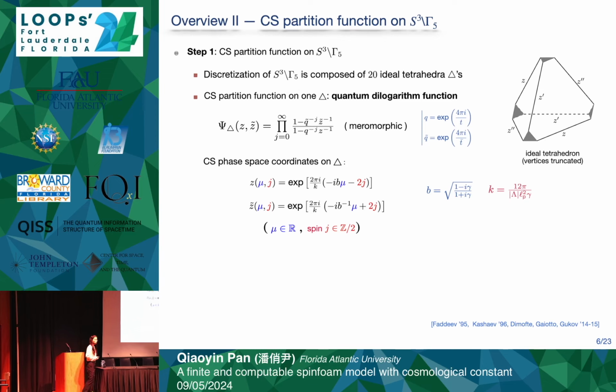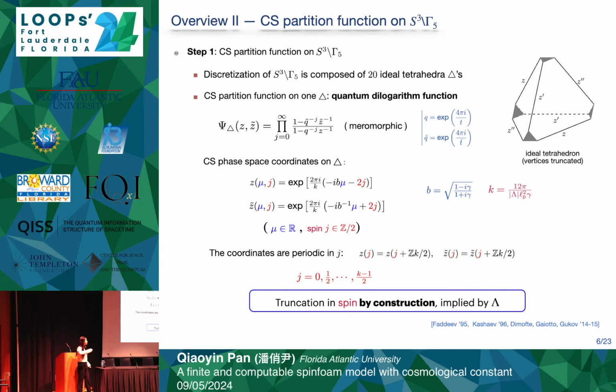For a better quantization, we reparameterize these coordinates Z and Z tilde in terms of another pair of variables, which are mu and J here. Here, mu is a real variable, and J is a half-integer variable, and we call it spin. From this expression, we realize that the coordinates Z and Z tilde are actually periodic in J. So if we add to J an integer times k over 2, it doesn't change the value of Z and Z tilde. This means we can just choose a branch for J such that J can take values 0, 1/2, up to (k-1)/2. So there's a truncation in the spin, and this truncation is by construction. It is implied by lambda, because lambda and k are inversely related.